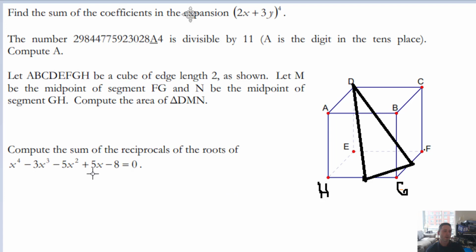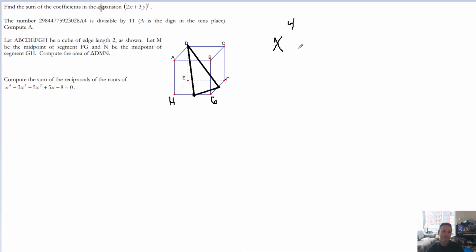A couple other ones I want to do. Let's look at this last one here. They'll use the Pythagorean theorem a couple times, and again, I'll show you that in the members video. Compute the sum of the reciprocals of the roots of x to the 4th minus 3x cubed minus 5x squared plus 5x minus 8. Okay, let me write that out here. This is a question that if you know how to do it, it's very simple. These are the ones where those who prepare win, because unless this is relatively easy to factor, there's really no other way to do it.